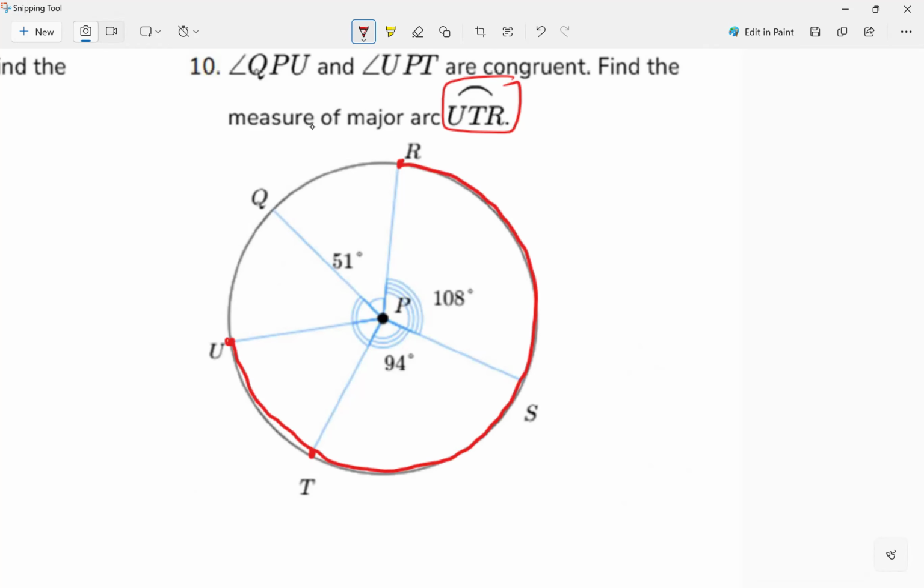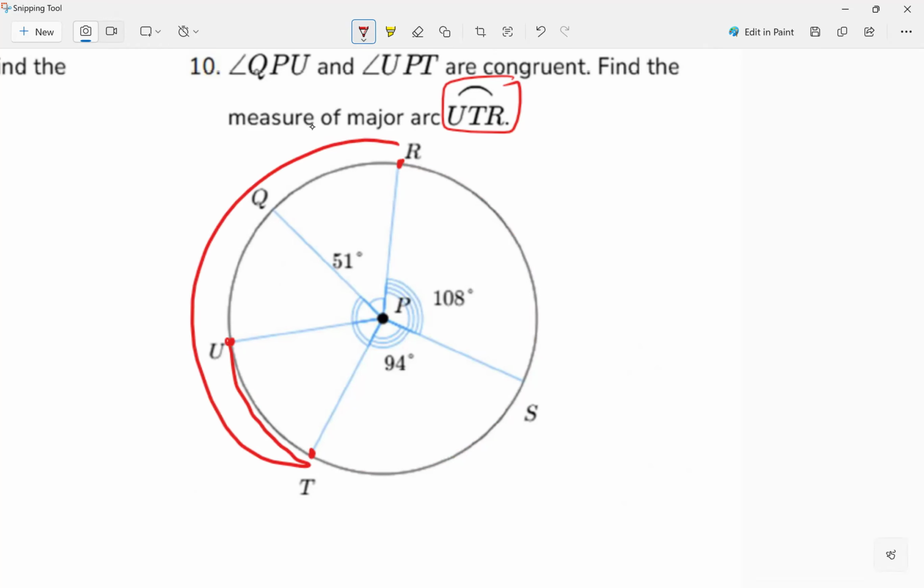So we know how to read arcs. The minor arc, like I said, tends to be less than half of a circle, and it uses two letters. The major arc uses three letters, and that tends to be more than half of the circle. Please, I don't want you guys to think that the arc UTR is you go from U to T, and then you come back to R. That's not it. Don't do that.